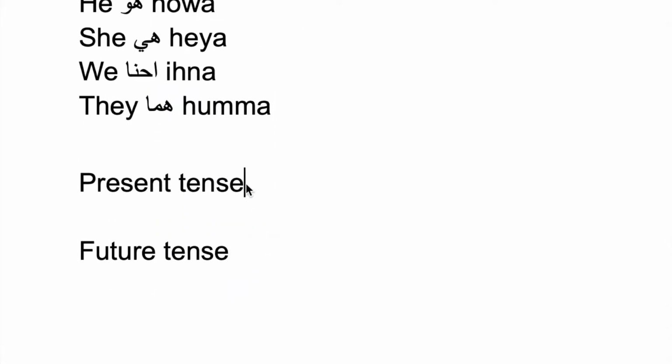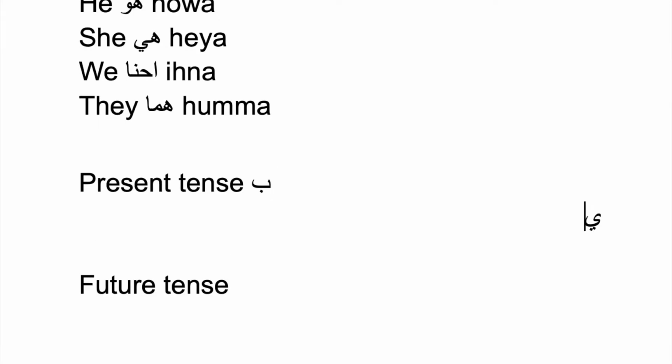So let's talk about the present tense. In order to indicate that something is in the present tense, all you do is add a be to the beginning of the conjugated verb. This indicates that it's in the present tense. So let's talk about to speak. So we'll use the example يتكلم.